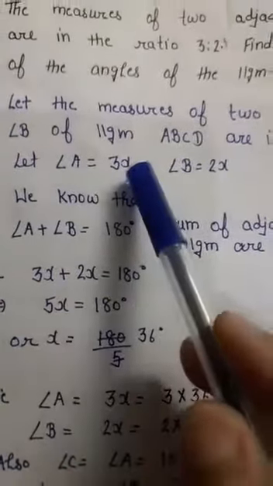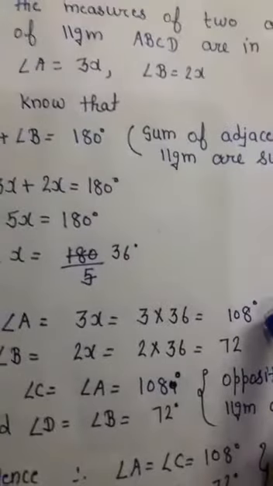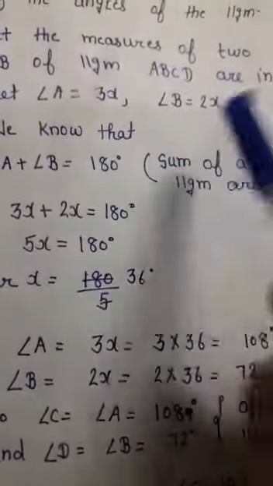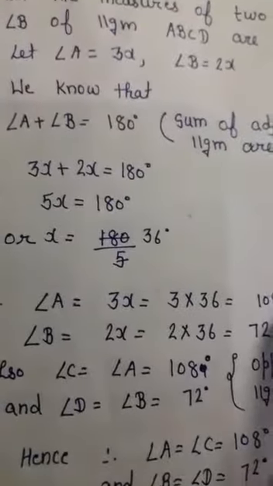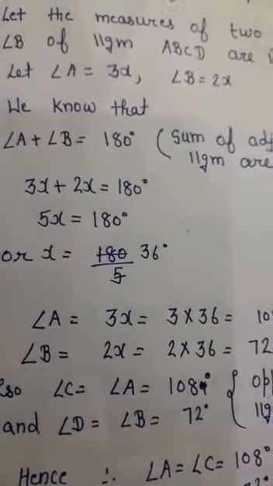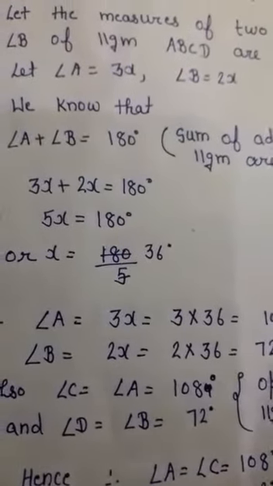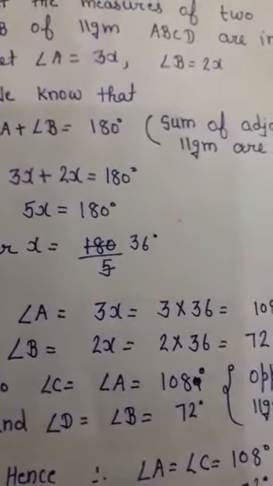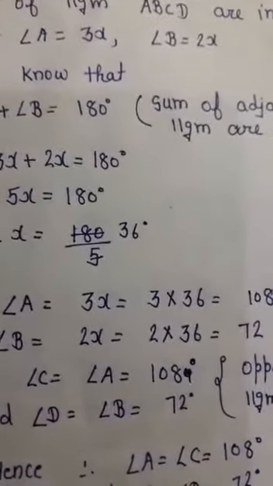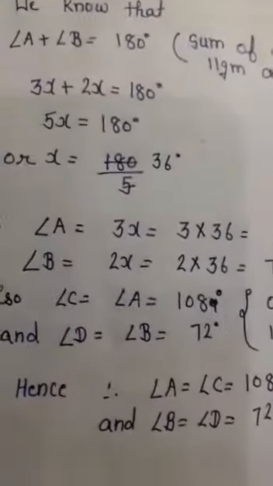That is angle A equals to 3 multiply 36, 108, and angle B equals to 2 multiply 36 equals to 72. If it's a parallelogram, then opposite angles are equal. That is angle A equals to angle C, 108 degree, and angle B equals to angle D, that one is 72 degree.